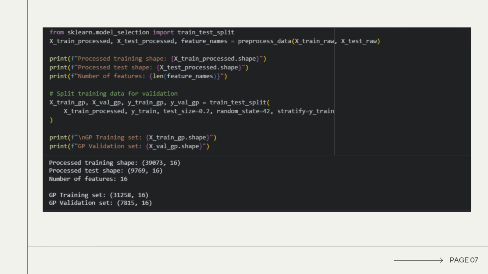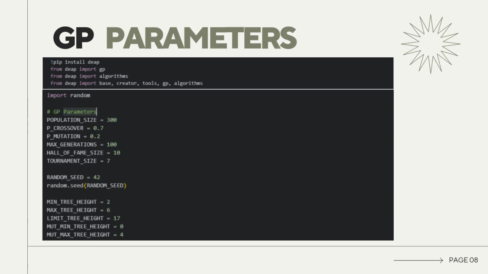Next, we are splitting the training data for validation, and the training set and validation set are being separated. So let me walk you through the evolutionary parameters, that is, the GP parameters.